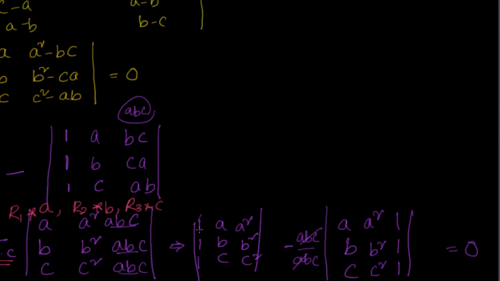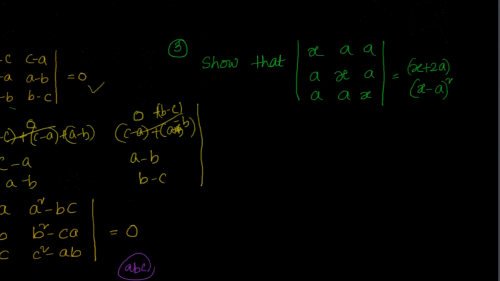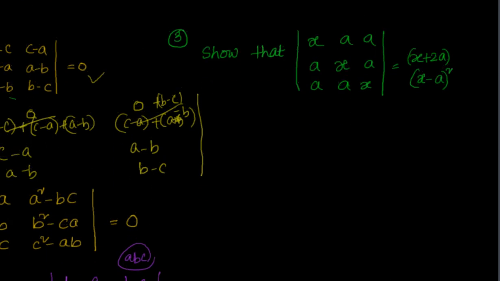How? Because see here, I should have 1 1 1 in the first column, right? That means I should do one flip. That flip will allow 1 to come to second position. One more will allow it to come to first position. So minus into minus will be plus only. That means they will stay as it is. So the resultant is nothing but equal to 0. Yes. Let's go ahead and do one more problem.